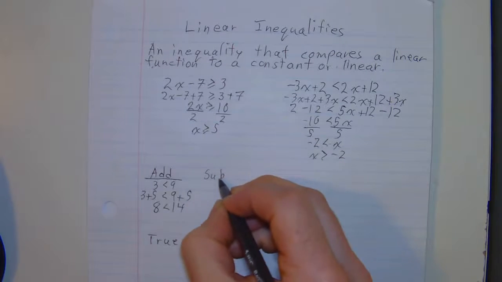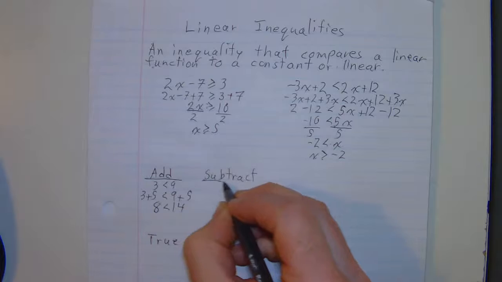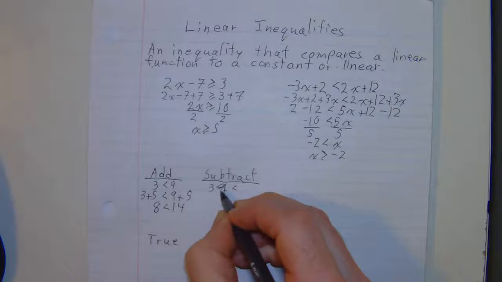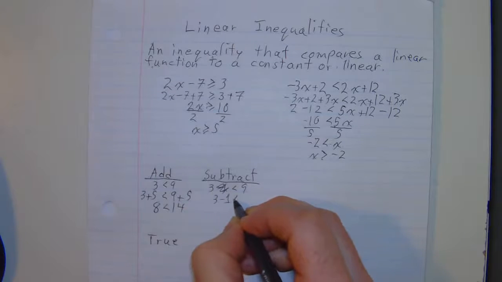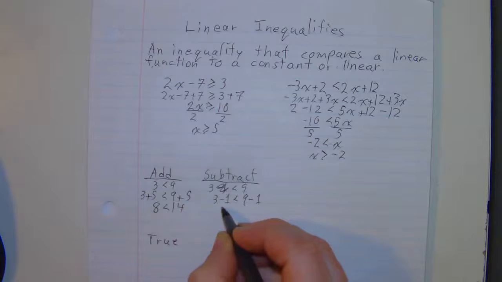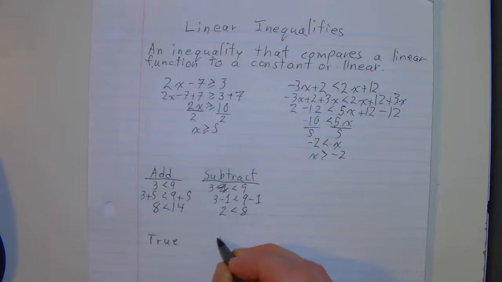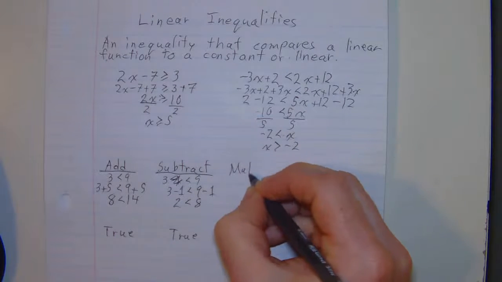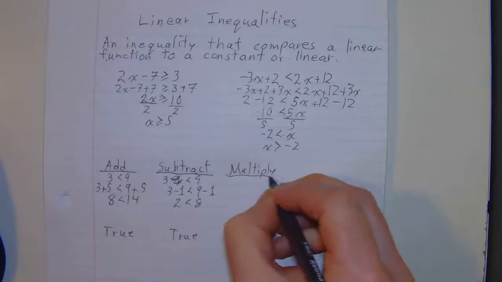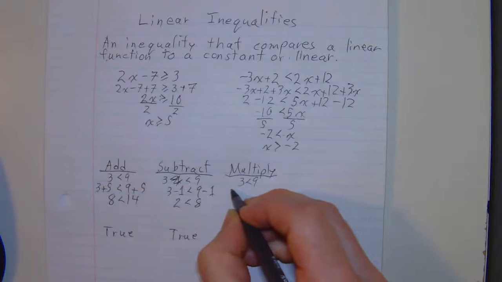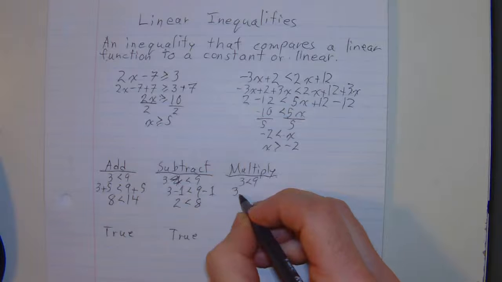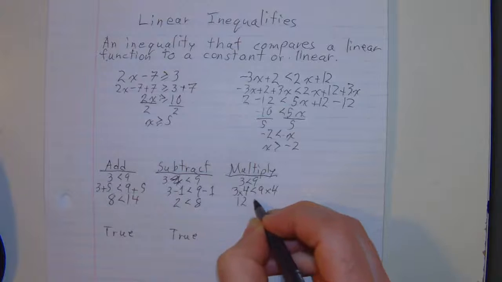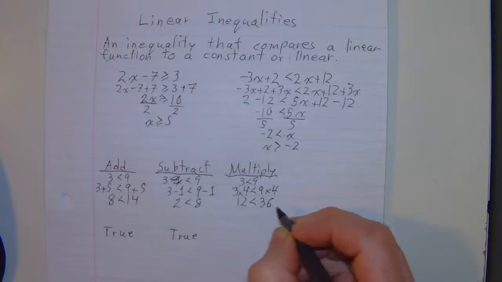What about subtraction? So if I subtract from both sides, 3 minus 1 less than, actually, let's start with 3 less than 9. 3 minus 1 less than 9 minus 1 gets us 2 less than 8. That is still true. What about multiplication? Well, we have 3 less than 9. We can do 3 times 4, let's say, less than 9 times 4. We get 12 is less than 36. That is still true.